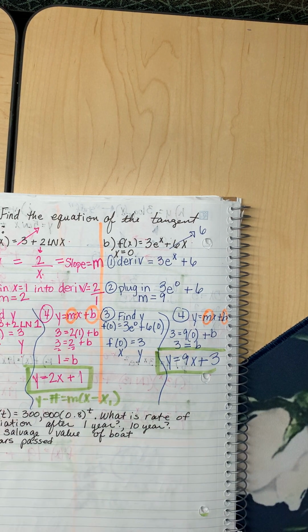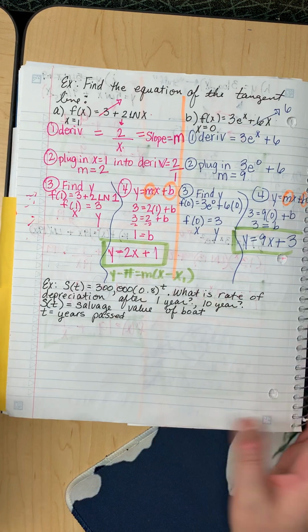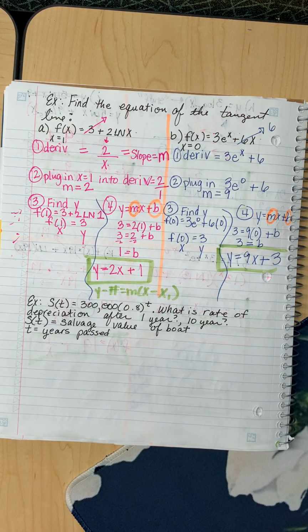All right, let's look at this word problem. It says S of t equals the equation. What is the rate of depreciation after 1 year, 10 years? And S of t is the salvage value of a boat, and t is the amount of years passed.